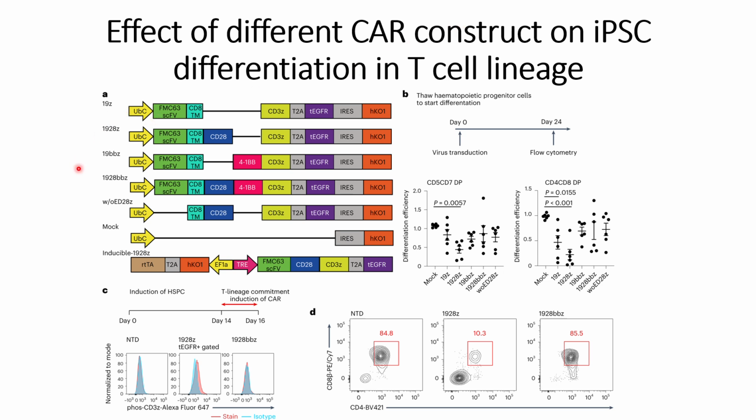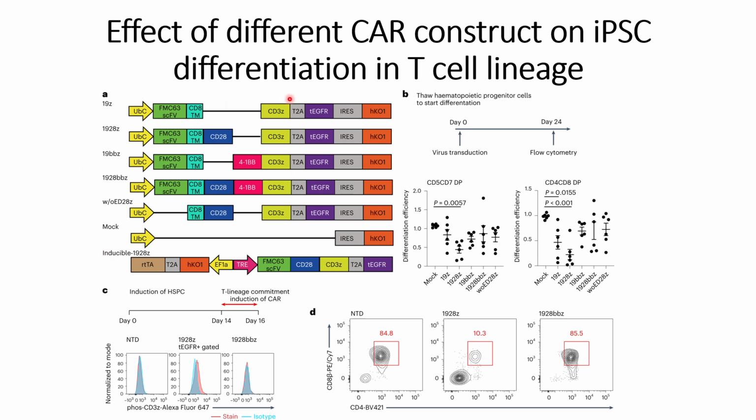So they start with different kinds of CARs, from first generation to third generation. The first generation does not have the co-stimulatory domain, the second generation has the co-stimulatory domain of 41BB, and the third generation has two co-stimulatory domains. For the control, they don't have the antigen, and for the mock they don't have any CAR construct. They also check the inducible 28 zeta, and we will discuss why they use these things.